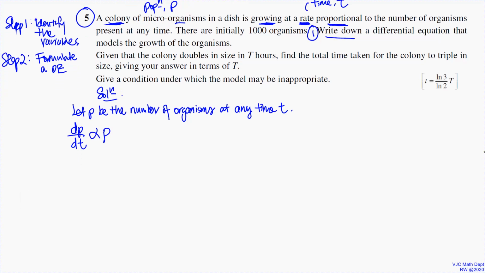So then we need to form the equation. I think you know this well enough: dP/dt equals kP. After you have formulated, this is the first part done. Given that the colony doubles in size in T hours, find the total time taken for the colony to triple in size, giving your answer in terms of T. So in order to do that, we then have to solve the DE. Of course, step 3, we try and solve the DE.